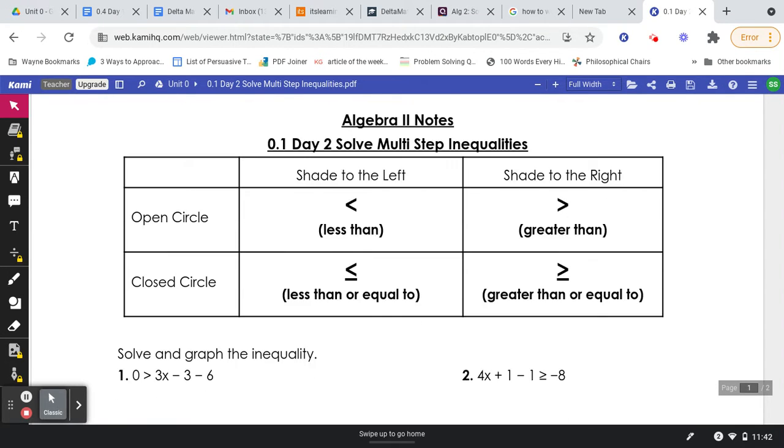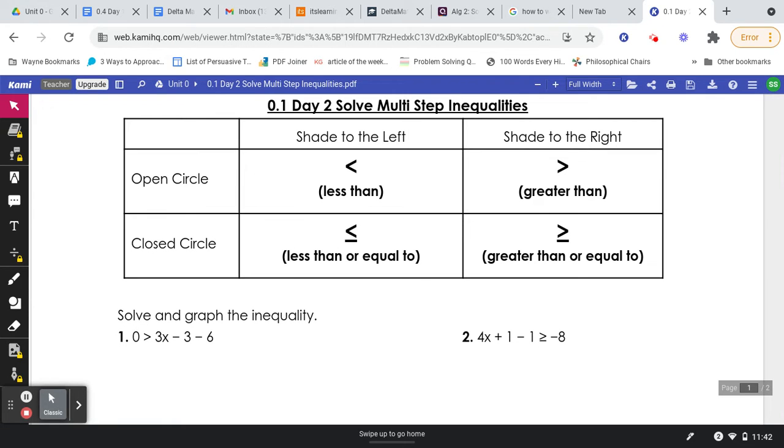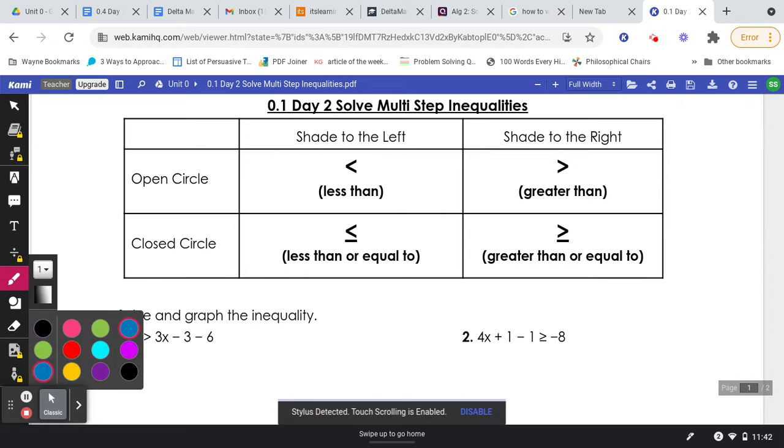You have a table at the top that tells you which direction to shade on a number line. So if you have a less than, it means you would shade to the left and be an open circle. So we'll use that as we get going here. Let's go ahead and try the first problem.